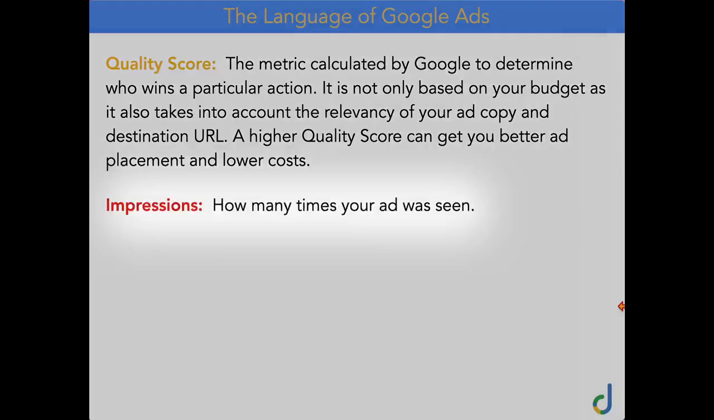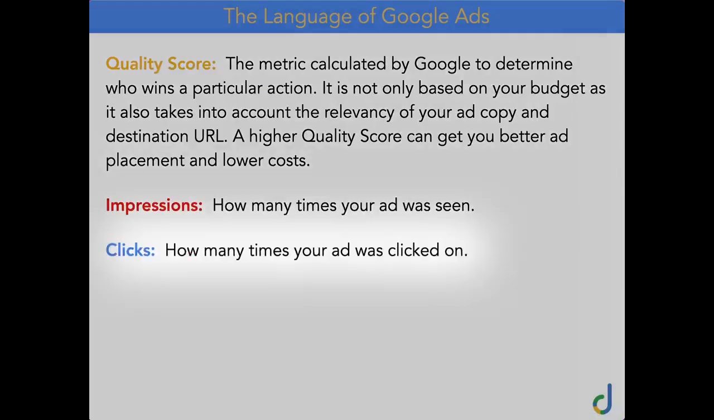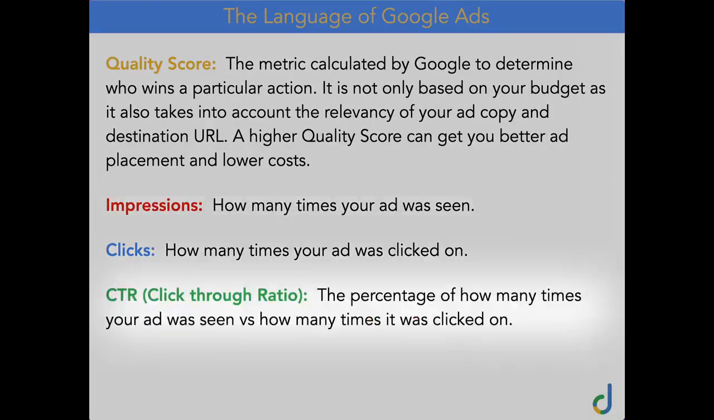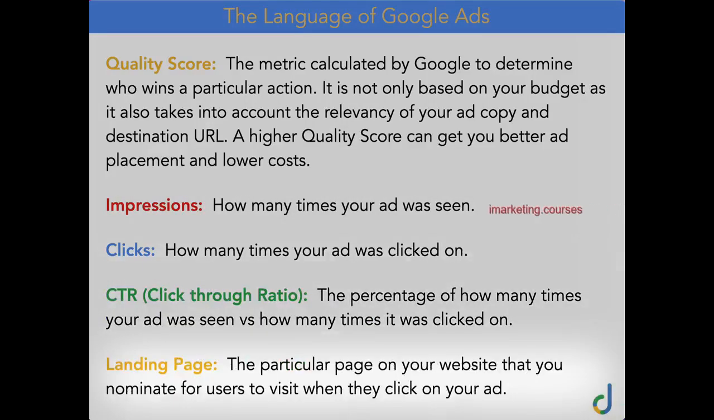Impressions, how many times your ad was seen. Clicks, how many times your ad was actually clicked on. And your click-through ratio is the percentage of how many times your ad was seen versus how many times it was clicked on. Your landing page, that's the particular page on your website that you nominate for users to visit when they click on your ad.